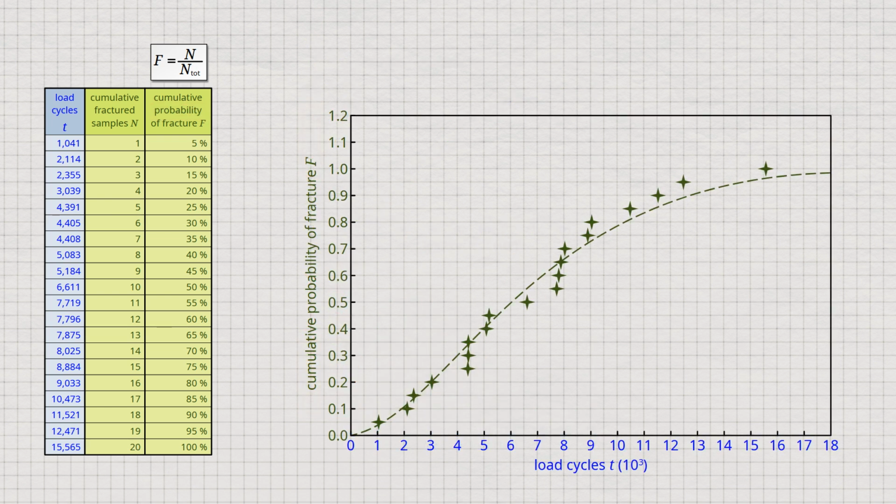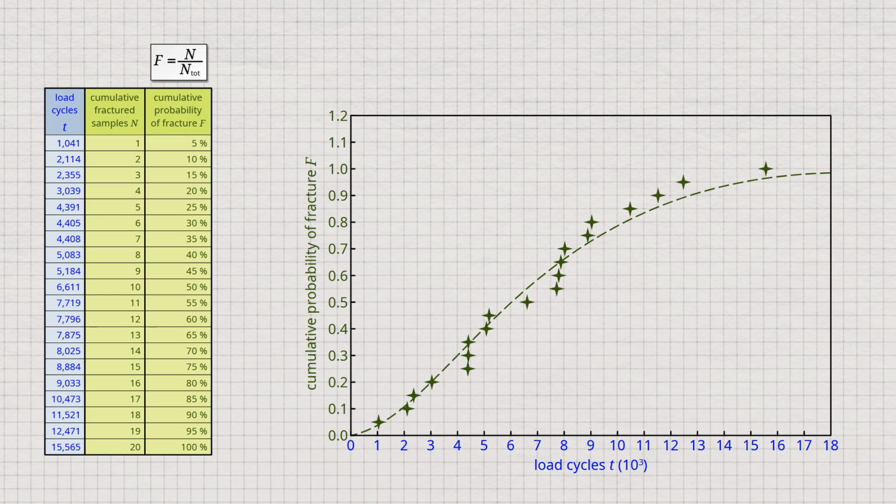As we have just seen, we can determine the probability of fracture by dividing the number of failed samples at a given time by the total number of samples. In the case of the last sample, we then inevitably get a failure probability of 100%, since all the specimens examined broke at this number of load cycles. This must not be generalized at this point. This means that we must not assume that all samples will break at 15,565 load cycles at the latest in further tests.